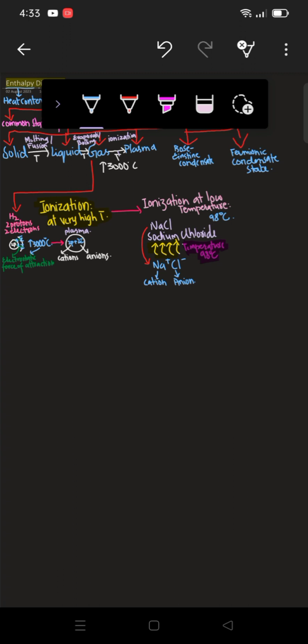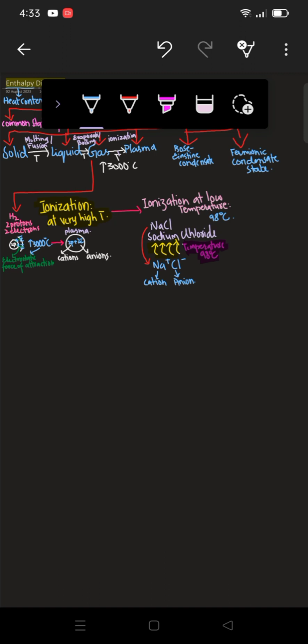But can I say this is a plasma state? Of course this is not. This is not at all a plasma state, because the plasma state will be made if we provide a very high temperature of up to 3000 degrees centigrade. Here we have just provided a temperature of 98 degrees centigrade. However, at 98 degrees centigrade, the NaCl has been ionized into Na positive and Cl negative, which means a cation and an anion have been produced.